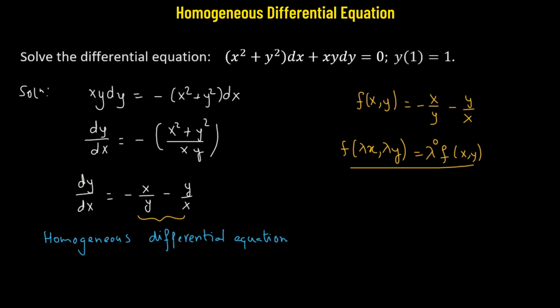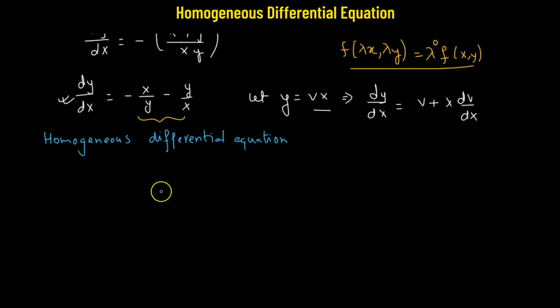Now how do we solve such a type of differential equation? All we have to do is let y equals v times x. And we'll differentiate both sides with respect to x. So that will give us dy over dx equals, here we have to apply the product rule, so that will be v plus x times dv over dx. So let's substitute this into our differential equation.